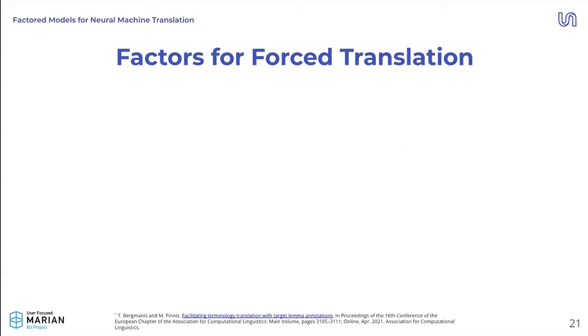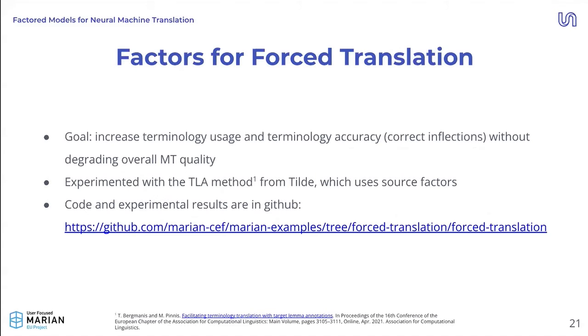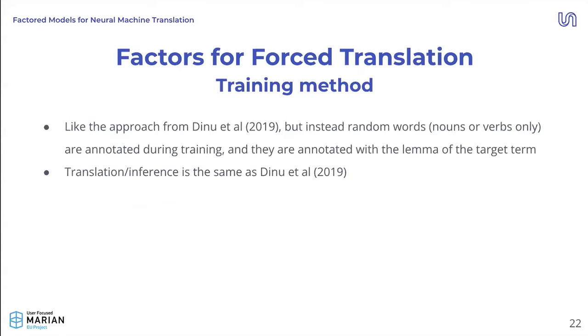The second activity of UnBubble was related to forced translation. Since factors were already implemented and stable, we used them to improve the terminology experiment a little bit. We based our work a lot on a paper from Tilda, also a partner in this project. The idea here was that now we not only want to translate the terminology, but we want to translate it correctly and inflect it. And how did we do this?